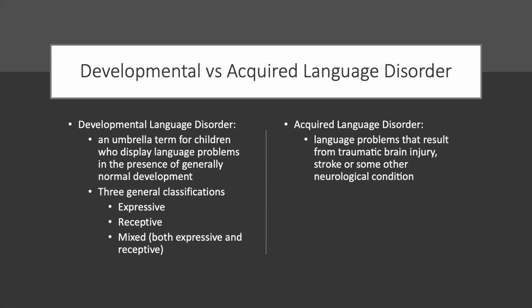When we talk about developmental language disorders, there are really three general classifications. With aphasia, we talked about fluent and non-fluent and comprehension versus production deficits. With developmental language disorders, we usually talk about expressive versus receptive versus mixed disorders. Expressive is just how it sounds: difficulties with production. Receptive is difficulties with comprehension. And mixed is some combination of difficulty with both. An acquired language disorder is generally, most of the time, from stroke, so a stroke resulting in aphasia, or from a traumatic brain injury.